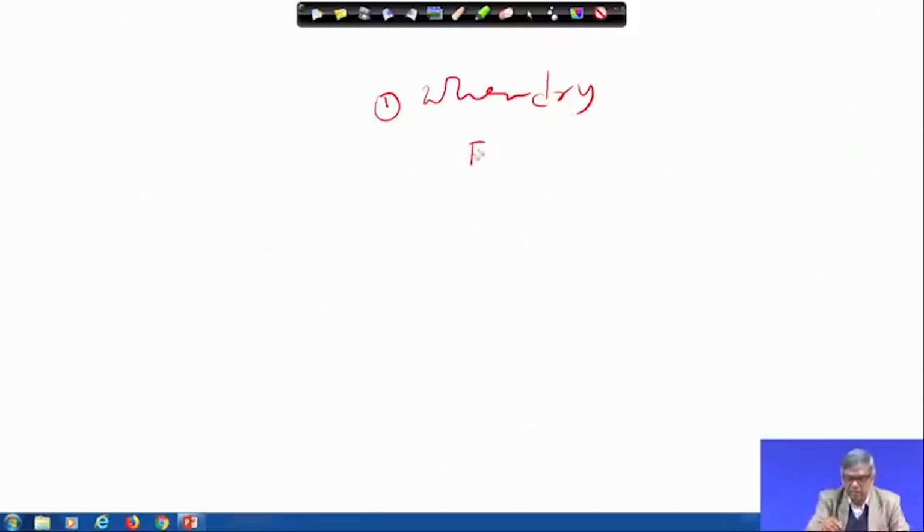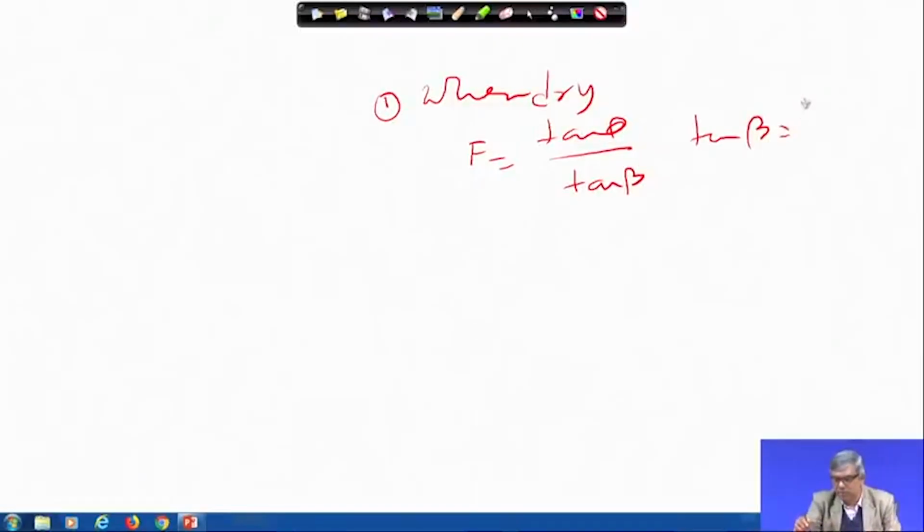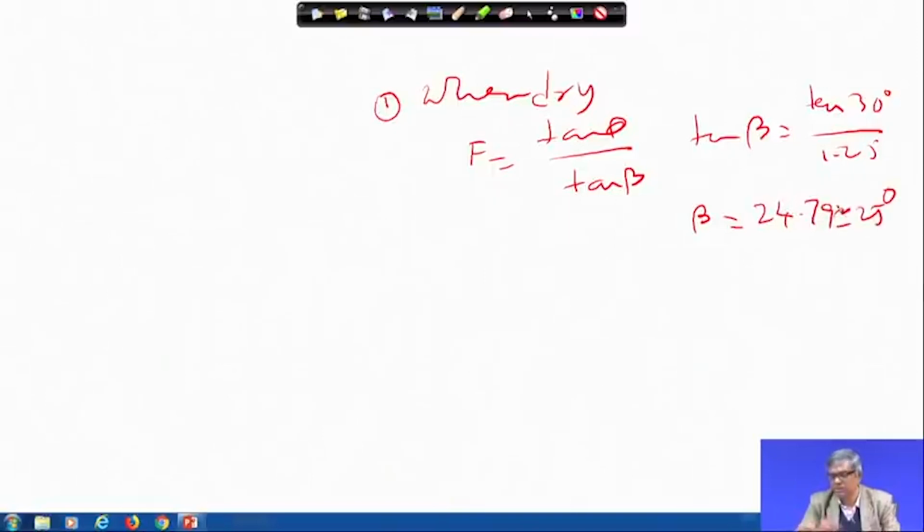So, in that case, for the first one when dry, your F equals tan phi by tan beta, so tan beta will be tan 30 divided by 1.25. From here I will get beta equal to 24.79 degrees, equivalent to 25 degrees. This is a very straightforward application.